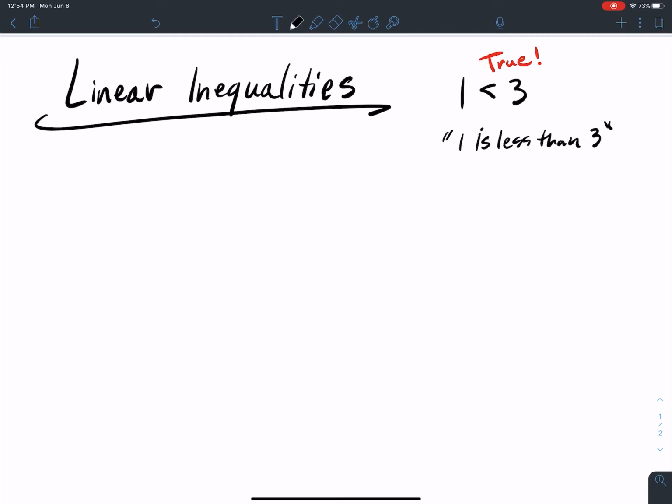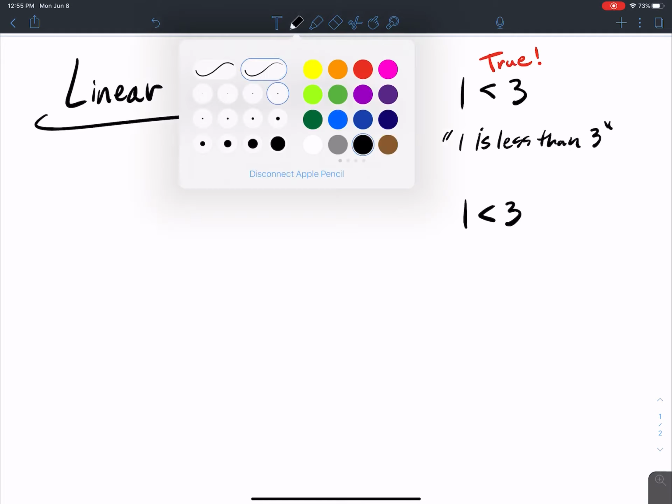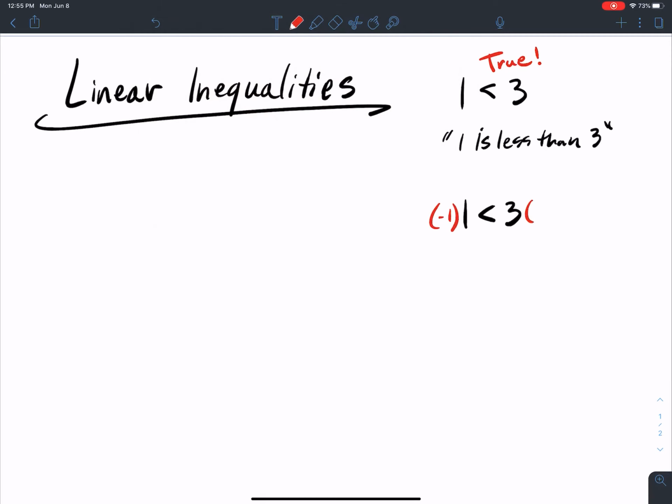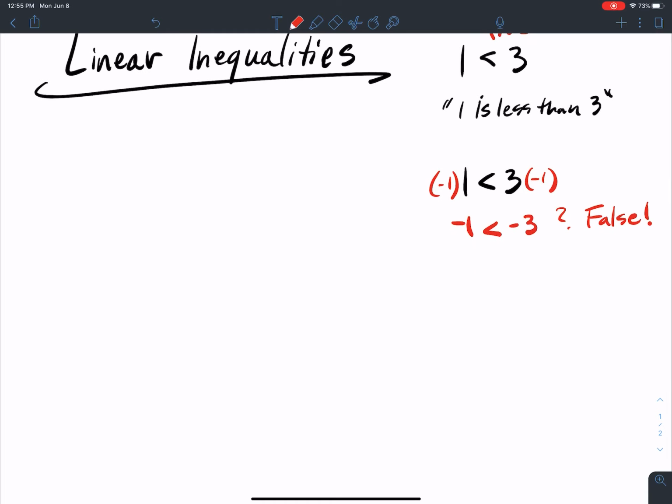What about this? If I multiply both sides by -1, so I have 1 less than 3, and then I'm going to multiply by -1 on both sides. Now I have -1 less than -3. Is that true? No, it is not true, is it? So that's false. Okay. What would make it true? It would be true if -1 is written as greater than -3. This is a true statement.